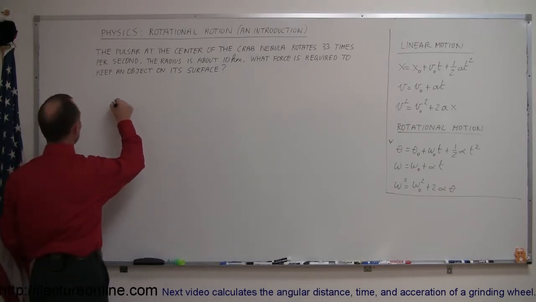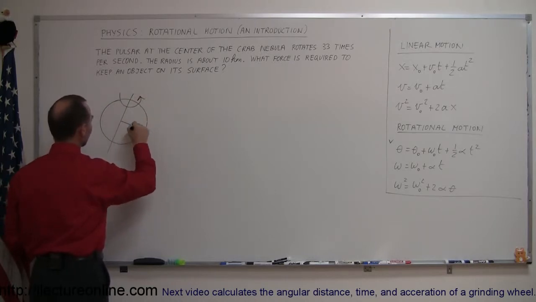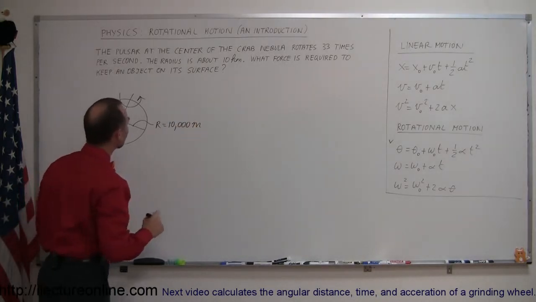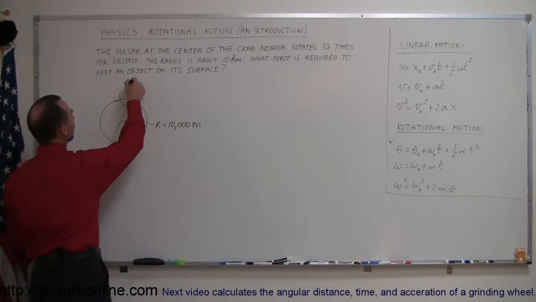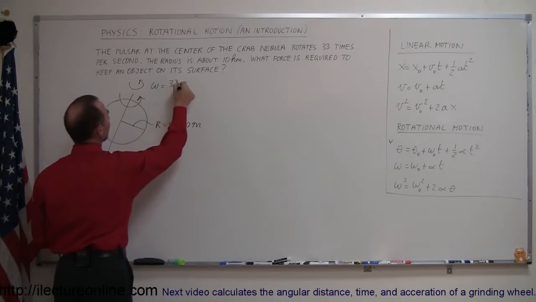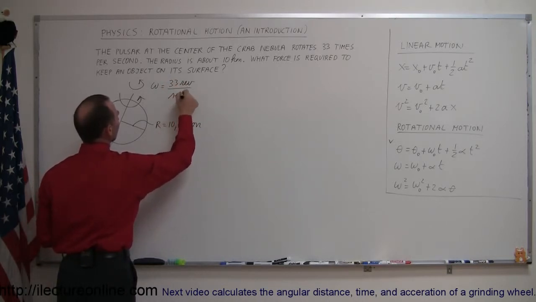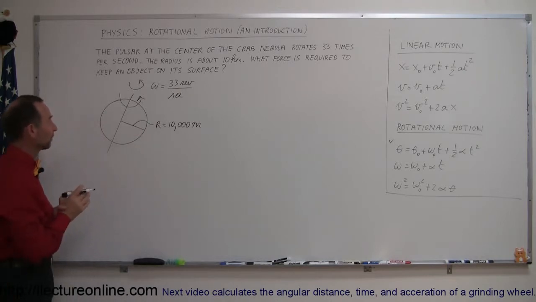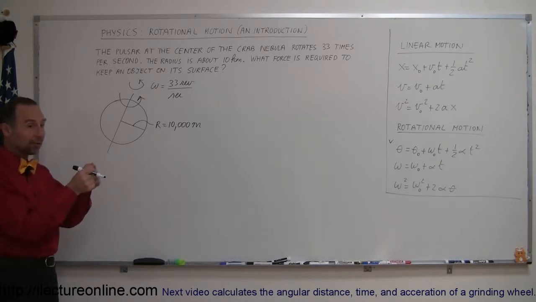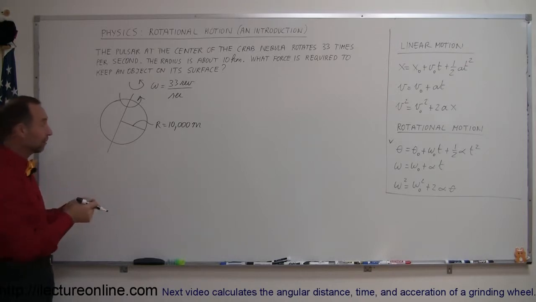So let's draw a little picture of it. So here's a very fast spinning pulsar. Radius is about 10,000 meters, 10 kilometers, about 6 miles, and it's rotating in such a way that the angular velocity omega is equal to 33 revolutions per second, and of course we're going to have to convert that to radians per second. Imagine something that's spinning really fast. So in order to keep an object on its surface, you have to have centripetal forces, and the centripetal force in this case is going to be provided for by the enormous gravity on that pulsar.